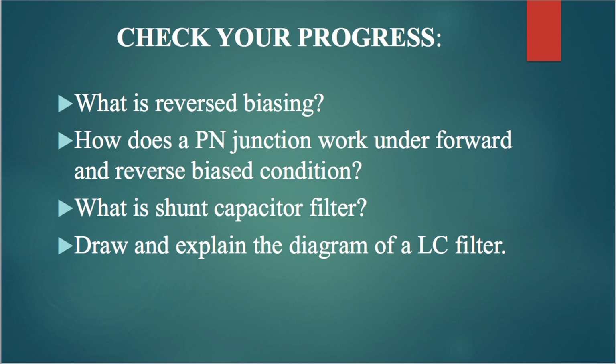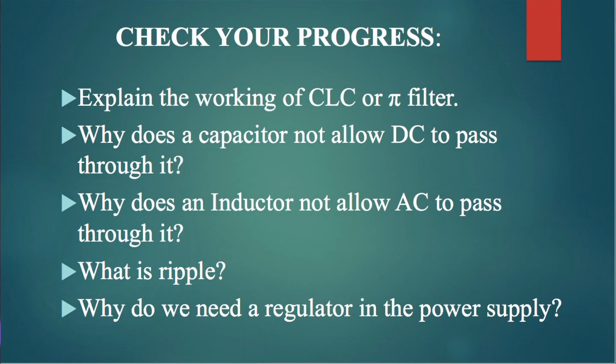Next, what is a shunt capacitor filter? Draw and explain the diagram of an LC filter. Next, explain the working of a CLC or pi filter. Next, why does a capacitor not allow DC to pass through it? Next, what is ripple? Why do we need a regulator in the power supply? So these are a few questions.